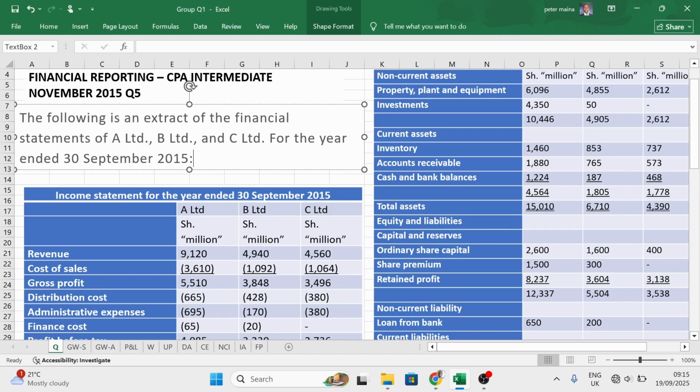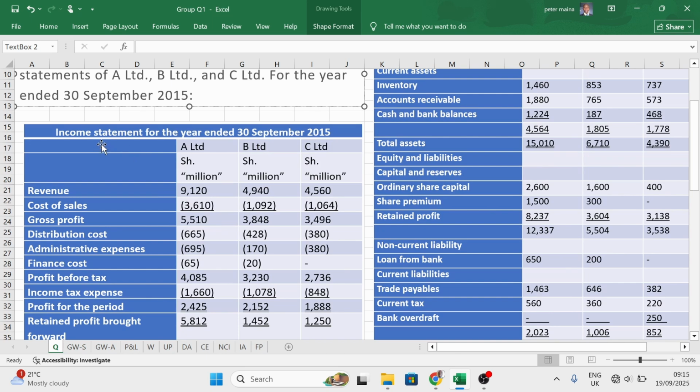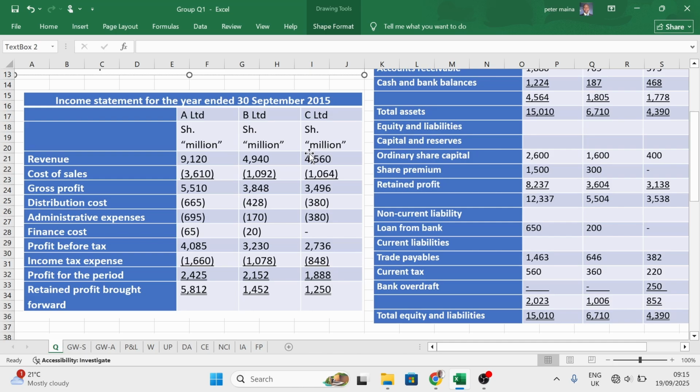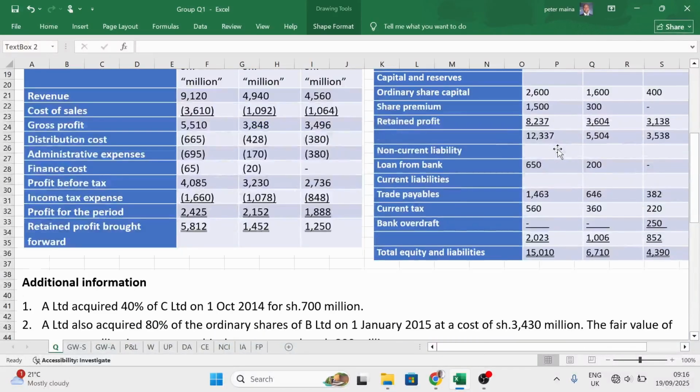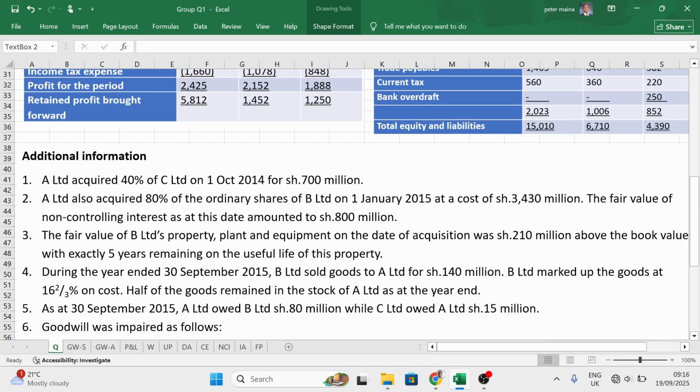The following is an extract of the financial statements of A Limited, B Limited, and C Limited for the year ended 30th September 2015. So you are provided with the income statement for the year ended 30th September 2015 for three companies, A, B, and C Limited. And then on the right side, you are provided with a statement of financial position as at 30th September 2015 for the three companies, A, B, and C Limited. And then below, you are given the additional information.